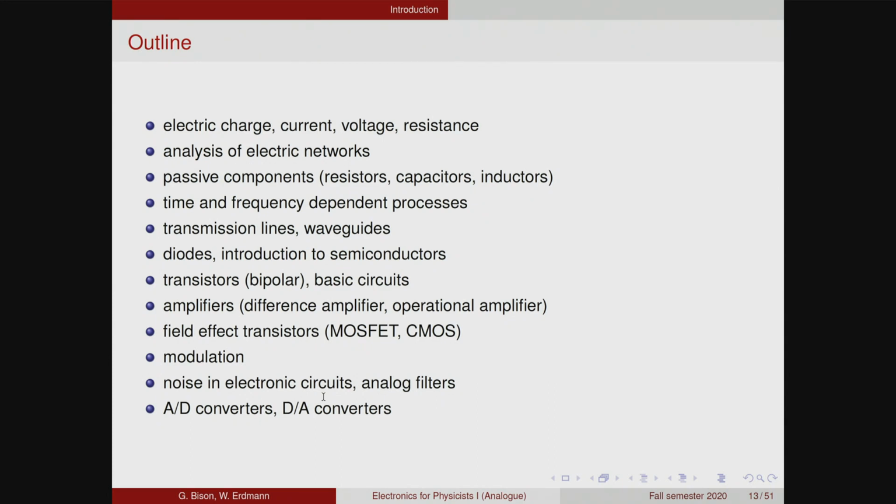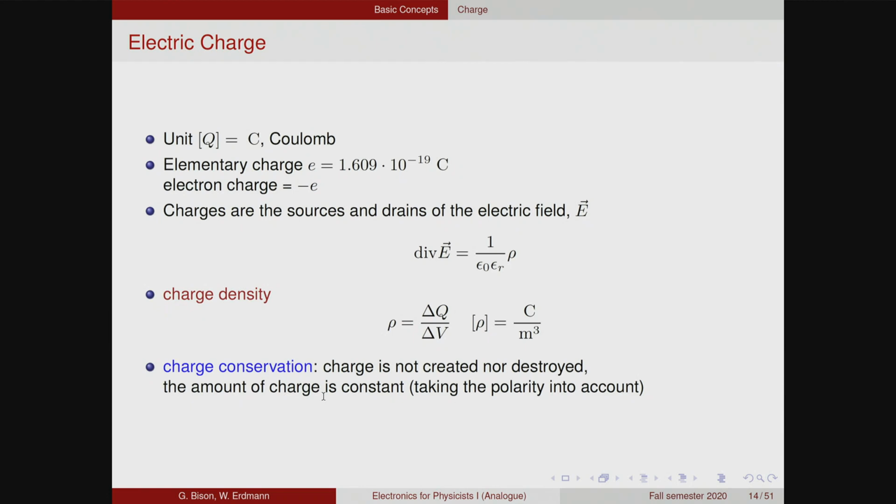We will talk about modulation, which is an important concept in electronics. And then there will be a segment about noise in electronic circuits, and analog filters. And in the end, analog to digital and digital to analog converters. And then this is the natural transition to the next lecture, where the digital part will be covered. Okay, so let's dive right in.